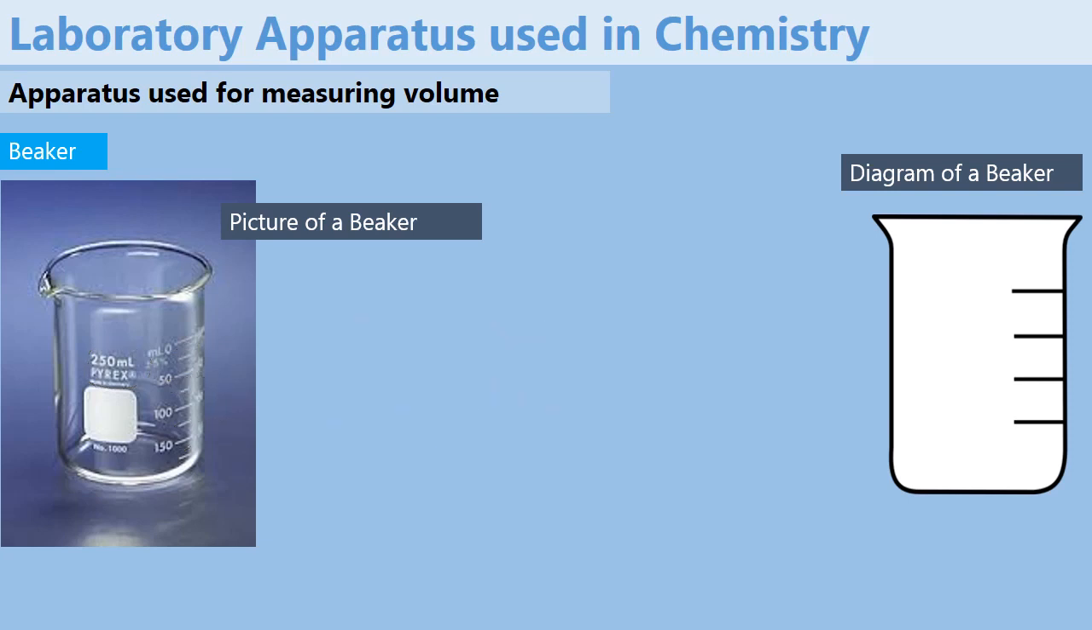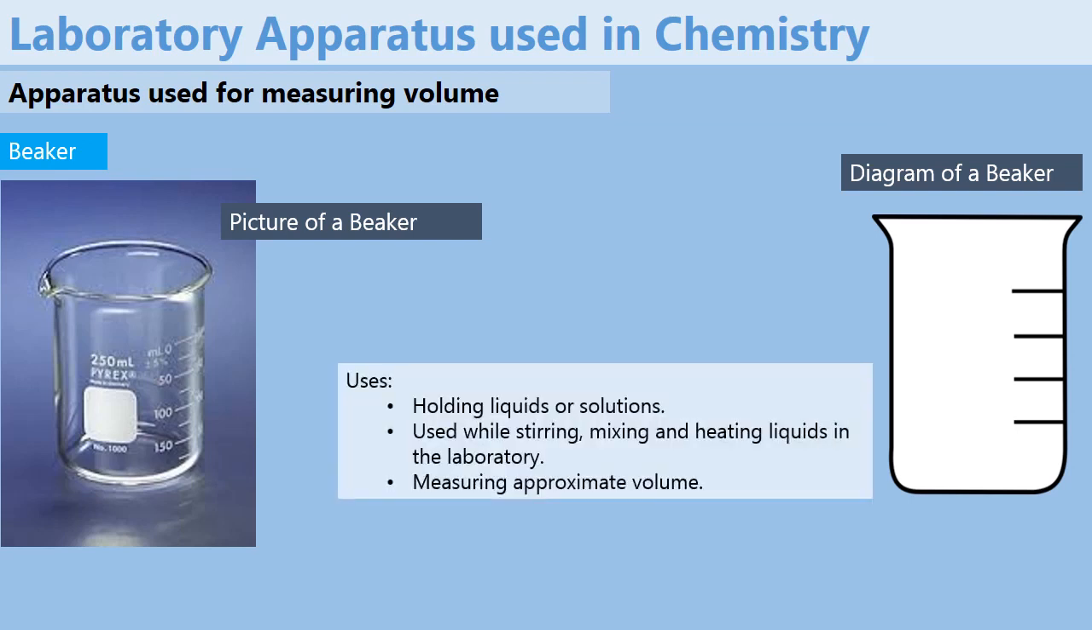The use of a beaker is for measuring approximate volume. However, we have other uses that a beaker can perform, such as holding liquids or solutions. They are used when stirring, mixing, and heating liquids or solutions in the laboratory.